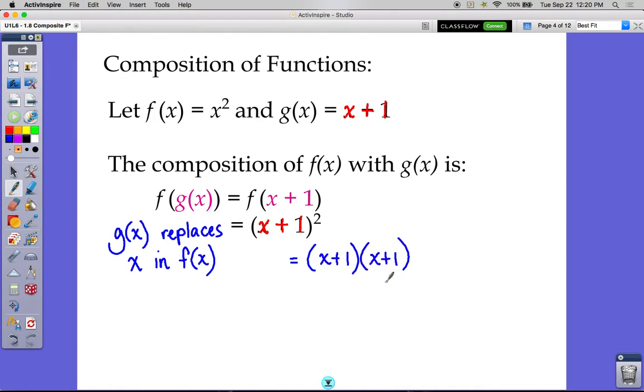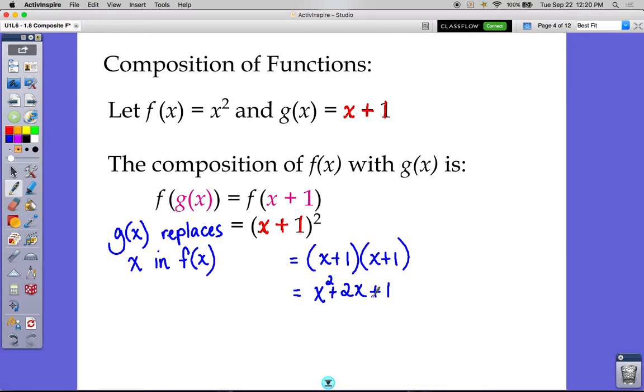We will FOIL, or use a shortcut to foiling perfect squares, the binomial squares. x plus 1 to the second power becomes x plus 1 times x plus 1. You square the first, so square x. You square the last, 1 times 1. You multiply the two things together, so 1 times x, and double the result. So f of g of x, when you take x plus 1 into x squared, you get x squared plus 2x plus 1. All right?